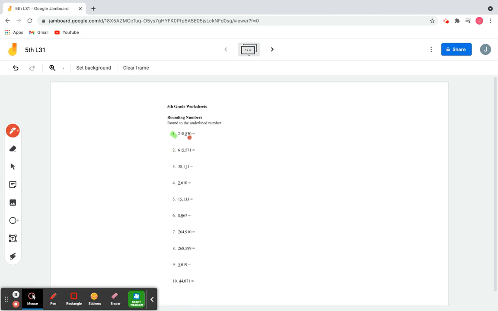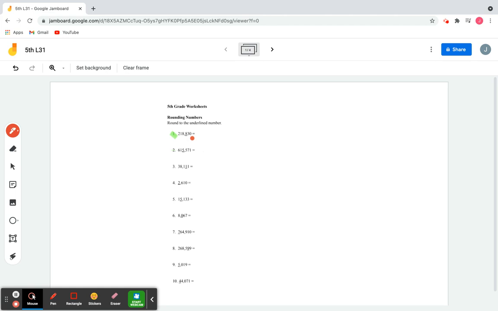218,830. So the 8, which is in the hundreds place, is underlined. So we're going to look at the number on the right side of the underlined one. In this case, we're looking at 3 here. So again, when we round numbers, if the number is 1, 2, 3, or 4, we're going to round it down. And if the number is 5, 6, 7, 8, or 9, we're going to round it up.